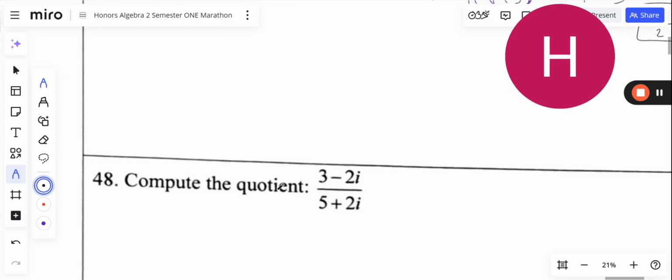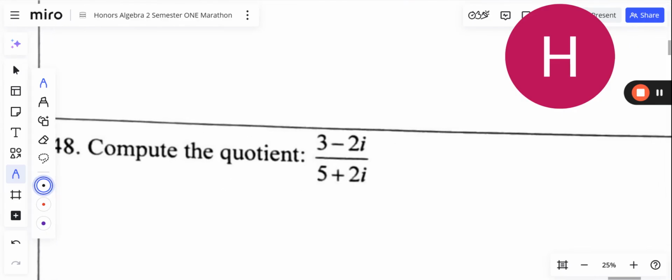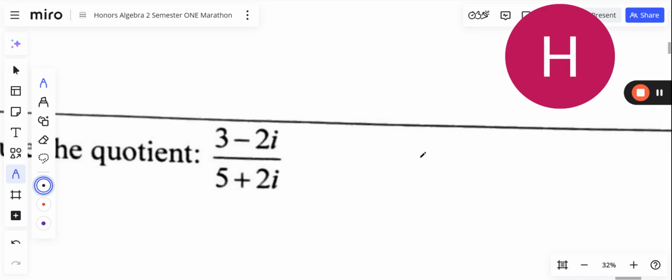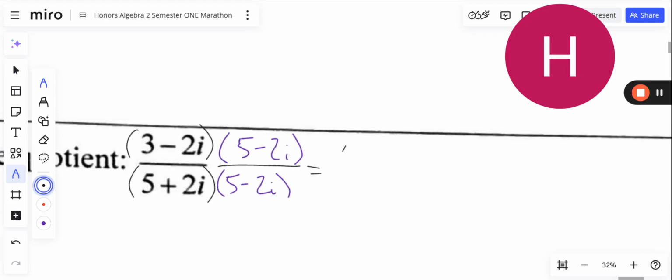Okay, same kind of process. 48. This is a great opportunity for you to try yourself. If you can do this, if you know what to multiply, and if you've taken that moment, all right, let's proceed. We're going to multiply top and bottom by the conjugate, which in this case is 5 minus 2I on top and bottom. So you got to be good with FOIL multiplication. You got to be really quick with it, but very accurate.